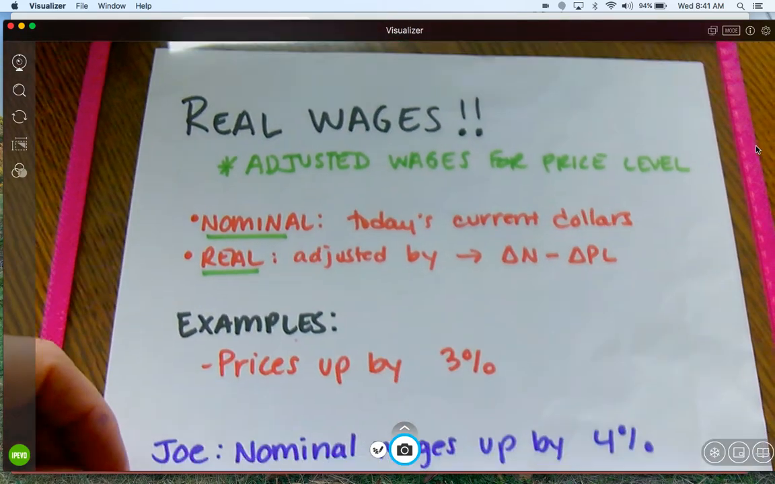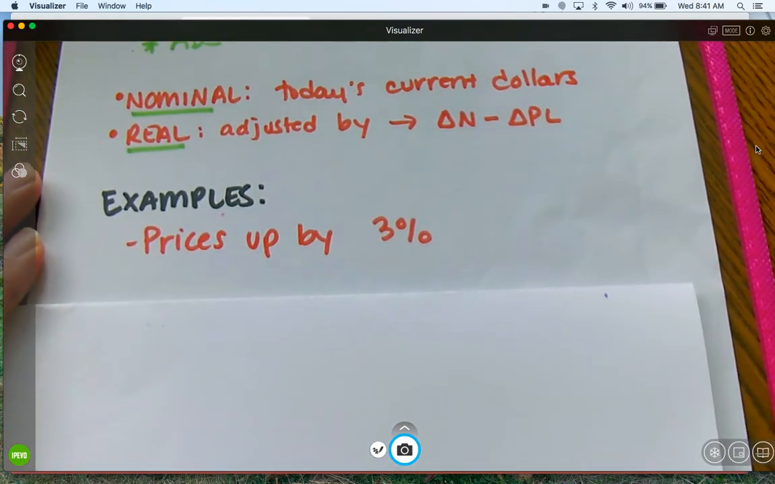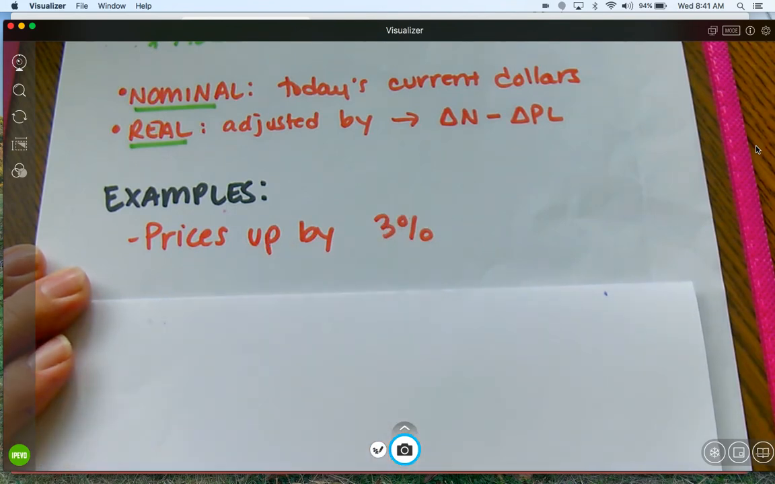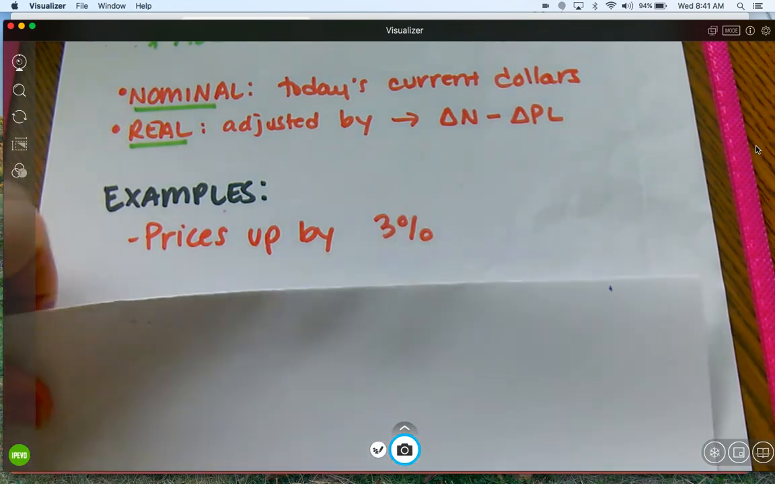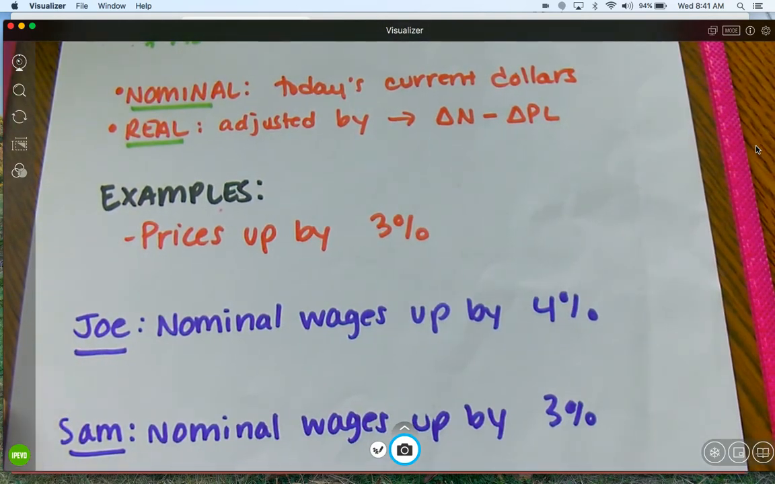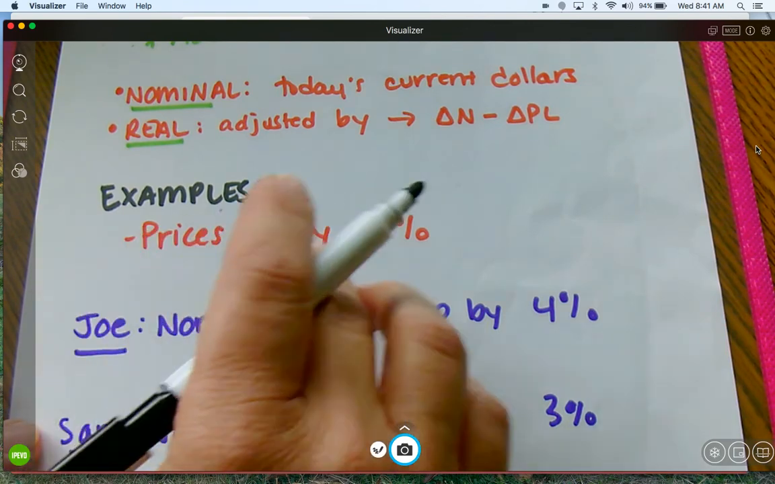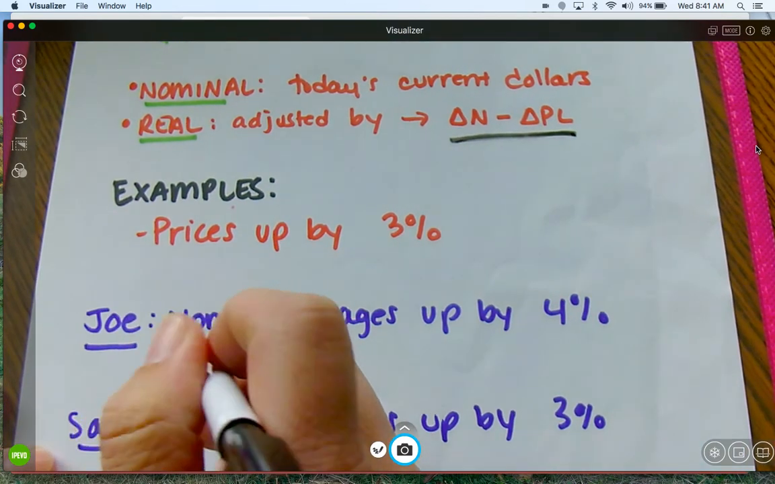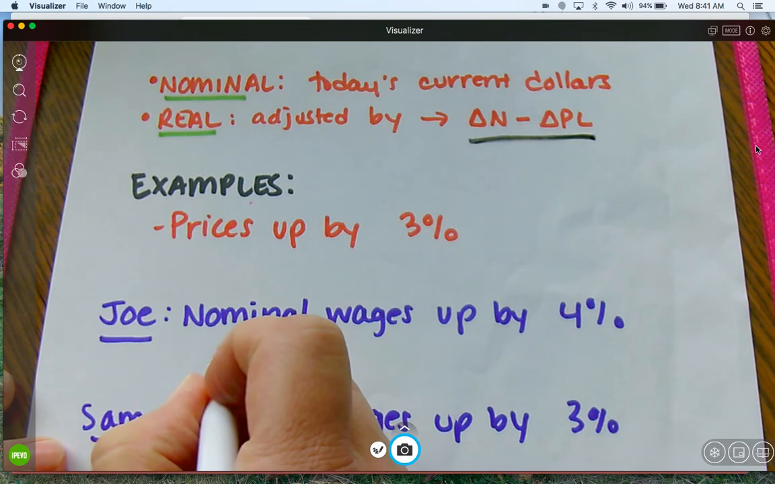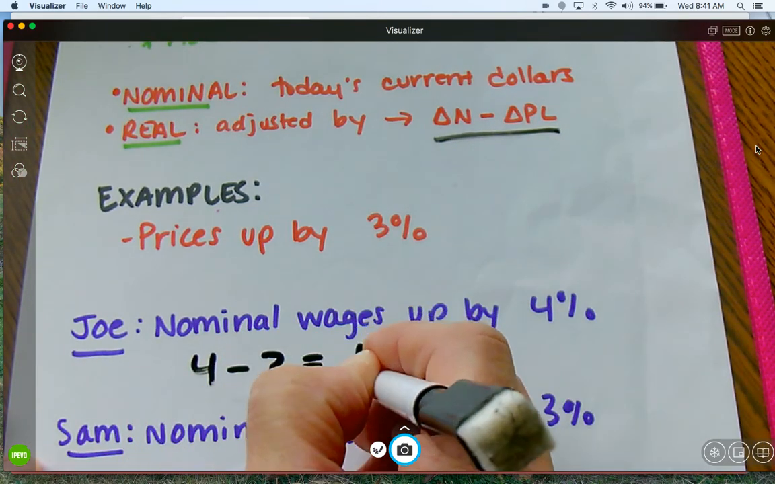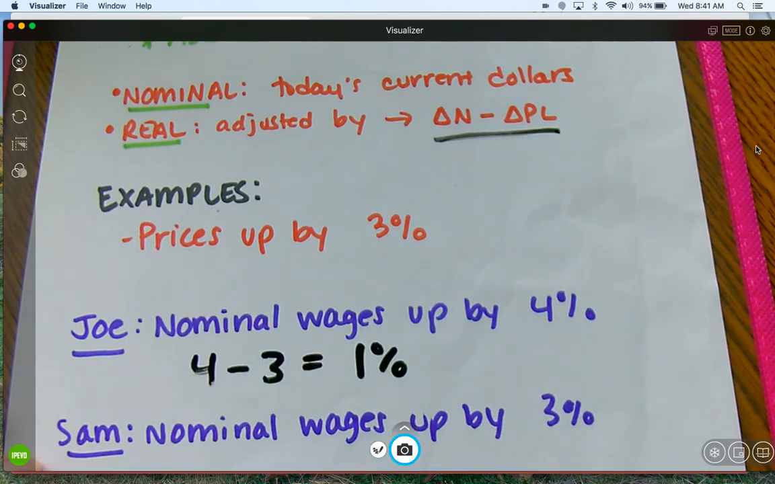Now, let's look at some examples, okay? Let's pretend that prices have gone up by 3%. We're experiencing a 3% inflation rate. What would happen in these following scenarios? So let's look at Joe. If Joe's nominal wages went up by 4%, would Joe's real wages be changing? Well, if I use this formula up here, the change in nominal minus the change in price level. So his nominal wages went up 4 and prices went up 3. So 4 minus 3 equals a 1% wage increase.